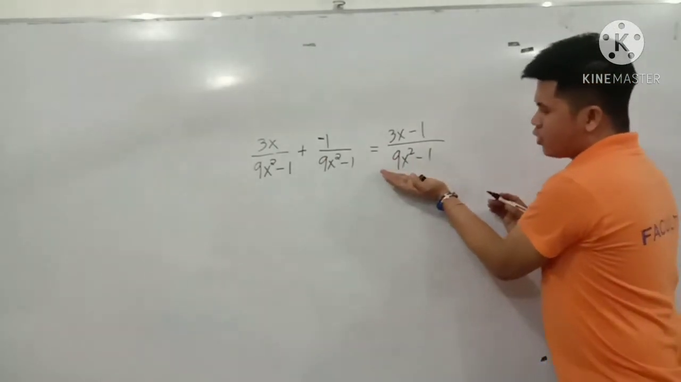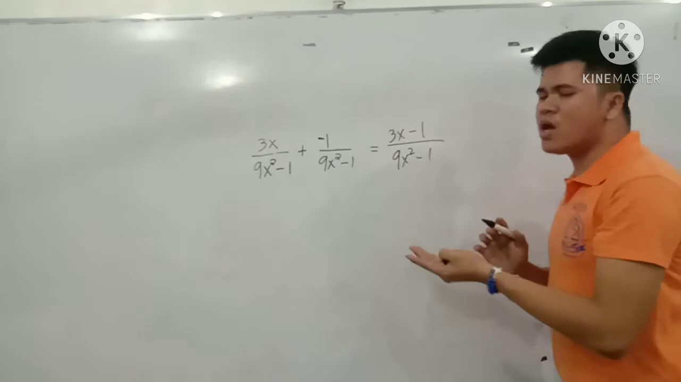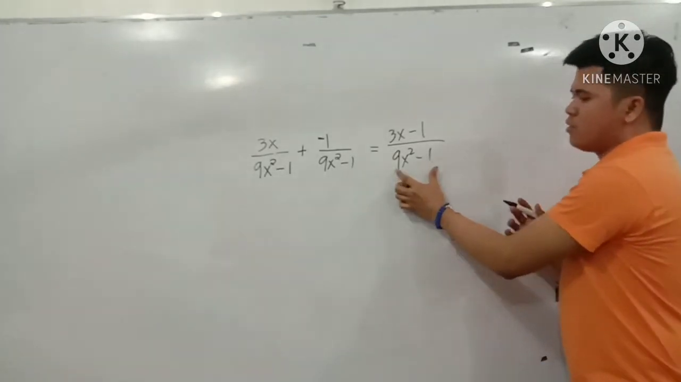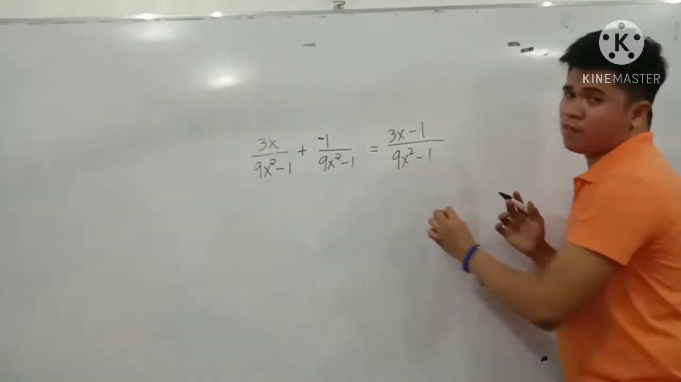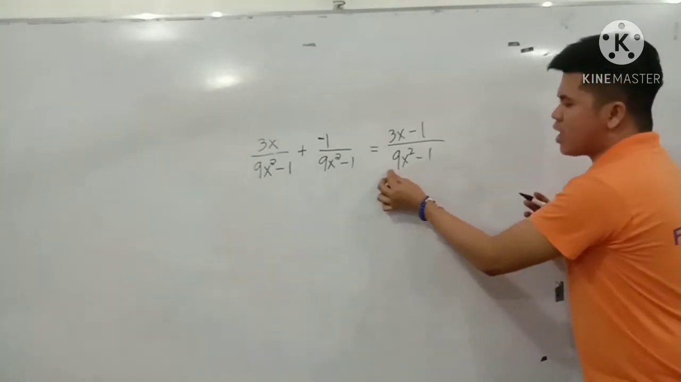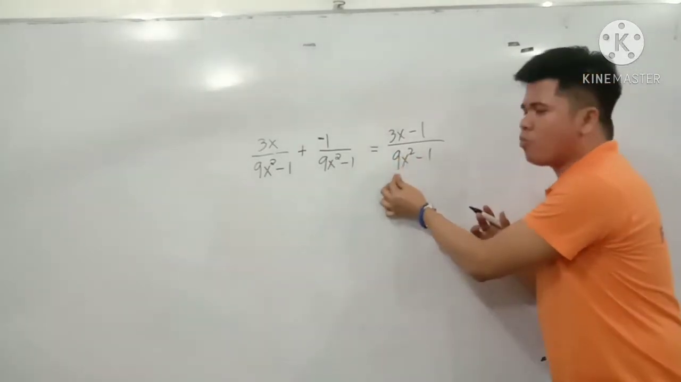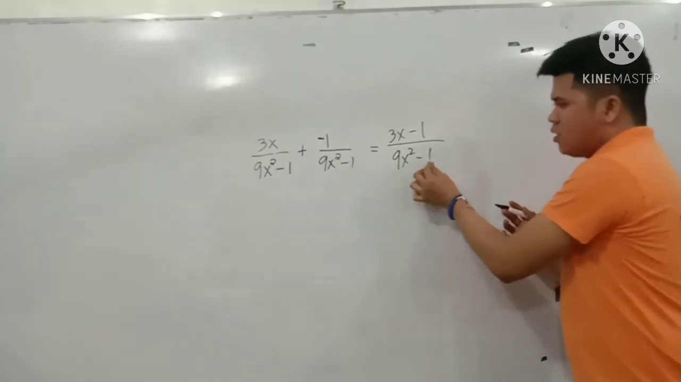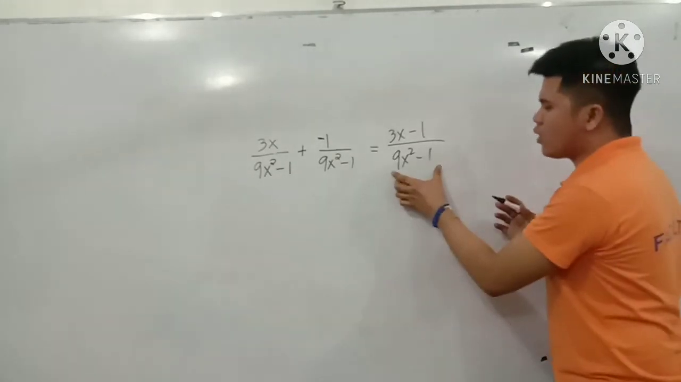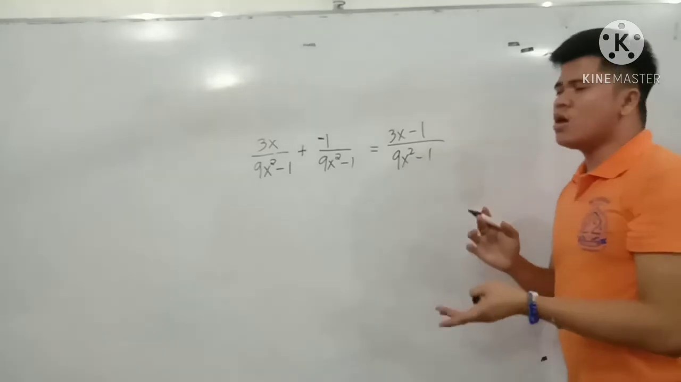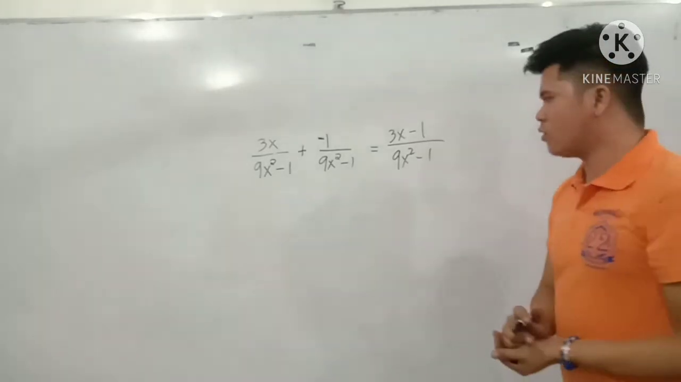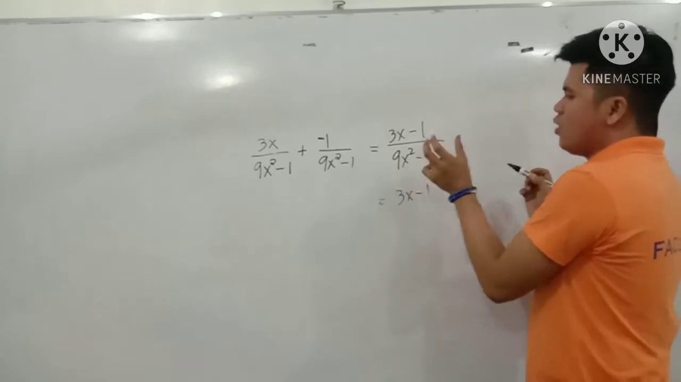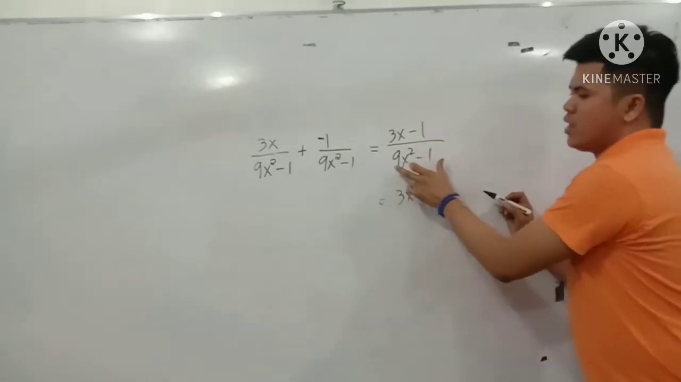Our denominator is in the form of the difference of two squares. Am I right? The given binomial, the terms are both perfect squares. The first term, 9x squared, is a perfect square number. And also our 1 is a perfect square number. So therefore, we can factor our denominator by using the difference of two squares. So we simply copy our numerator, 3x minus 1, and then we have to factor our denominator.